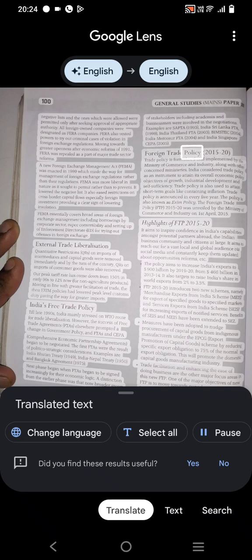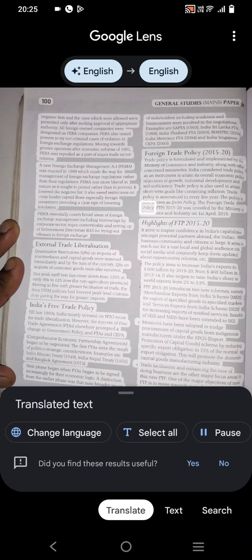Foreign Trade Policy, 2015 to 20. Trade policy is formulated and implemented by the Ministry of Commerce and Industry, along with other concerned ministries. India considers trade policy as an instrument to attain India's overall economic policy objectives of growth, industrial development, and self-sufficiency. Trade policy is also used to attain short-term goals like containing inflation. Trade policy is announced every 5 years. The policy is also known as EXIM policy.